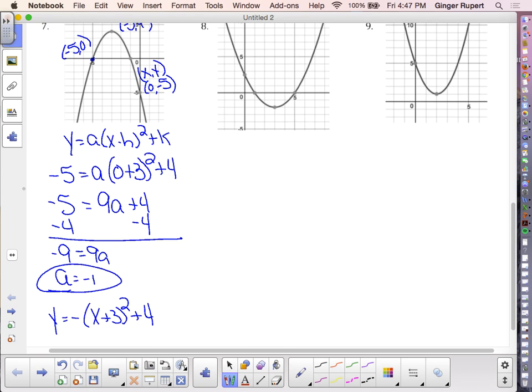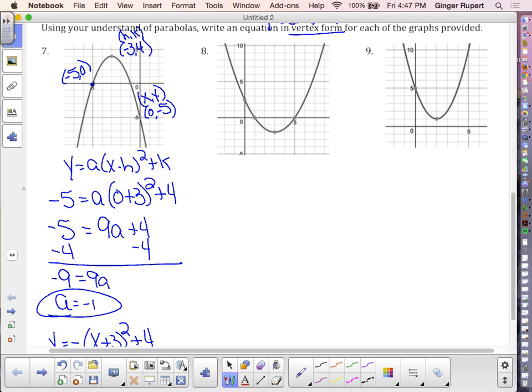Okay, let's take a look at the next. Number 8, I have a vertex at 3, negative 2. I have a second ordered pair that looks to be at 5, 0. That one, I think I'll use that one. That looks like it's probably the best one to use. Maybe that's, yeah, 5, 0 is right there. Oh, I have this one at 1, 0 I could use as well.